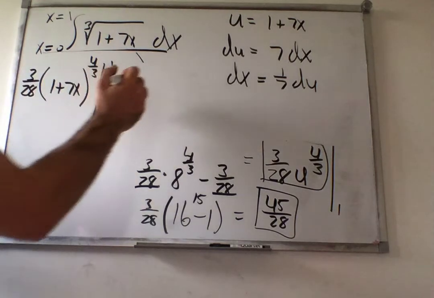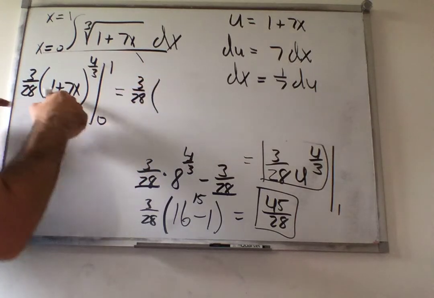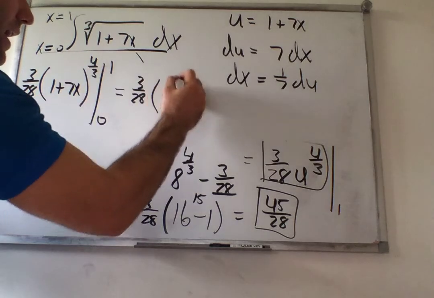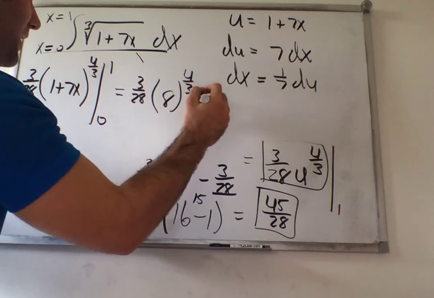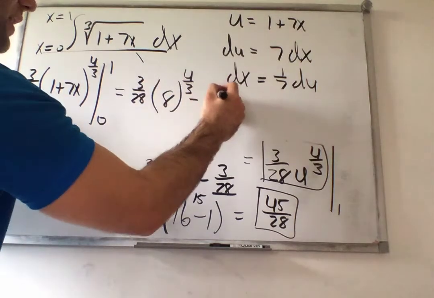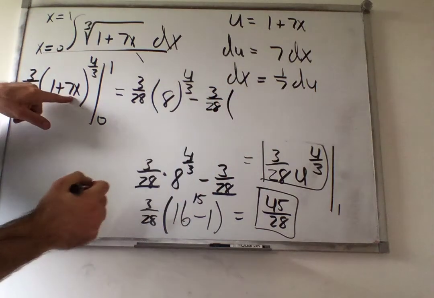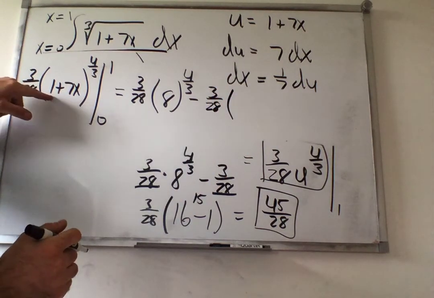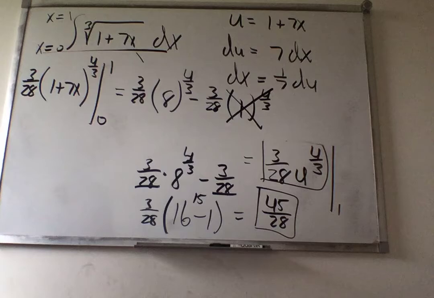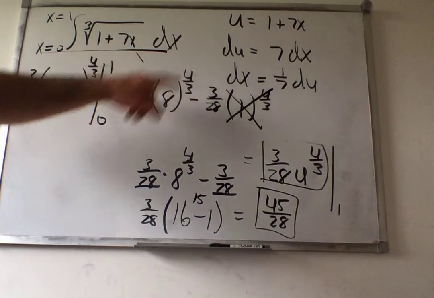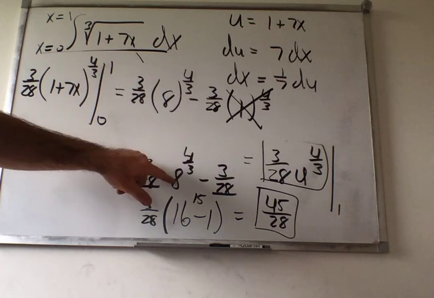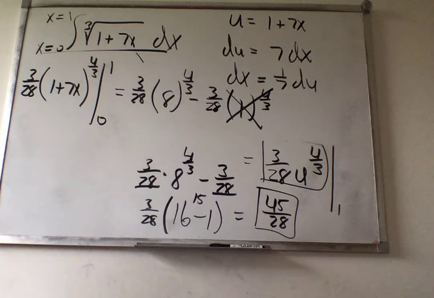Well, if I plug 1 into here, you get 3 over 28 times, plugging 1 in, we get 8, since 7 times 1 is 7, plus 1 is 8. 8 to the 4/3 power minus, if I plug 0 into here, you get 7 times 0 is 0, plus 1 is 1 to the 4/3 power. Well, 1 to any power is just 1. So 3 over 28 times 8 to the 4/3, minus 3 over 28.